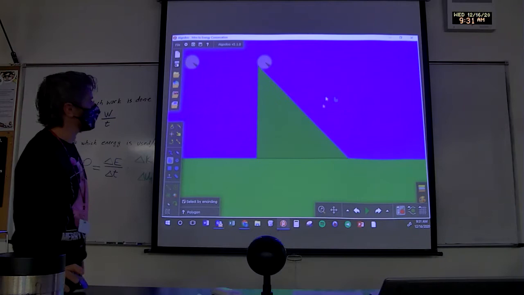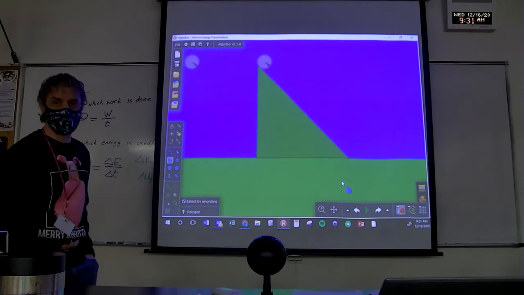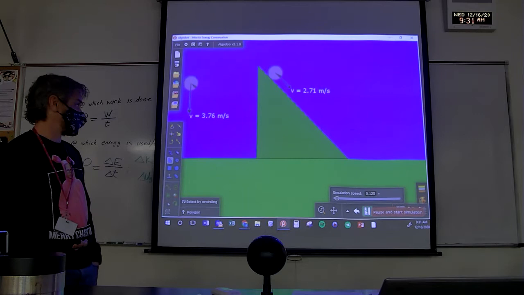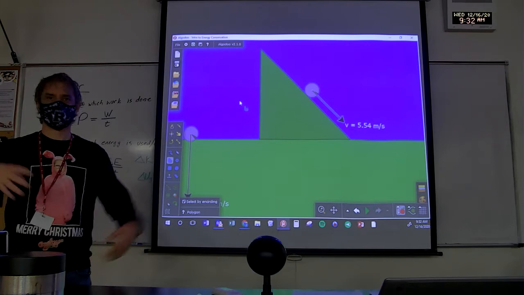Okay. So just like the work done by gravity on these two objects is the same, even though this guy's sliding down a ramp, the work done by gravity is going to be the same because they're both going to experience the same change in kinetic energy. They both start from rest. The one that's falling straight down ends up with about 7.7 meters per second. So all the gravitational potential energy turned into kinetic. They both start with the same gravitational potential energy.